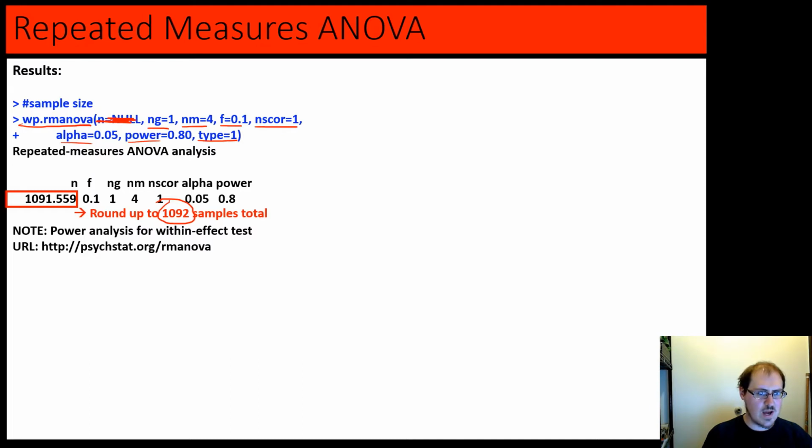And for this one, it's different as opposed to the other ANOVAs, where it was per group. This is samples total. And again, that makes sense because we just have one group, and the repeated measures are the same individuals, so we need 1,092 individuals, which we'll sample each 4 times.